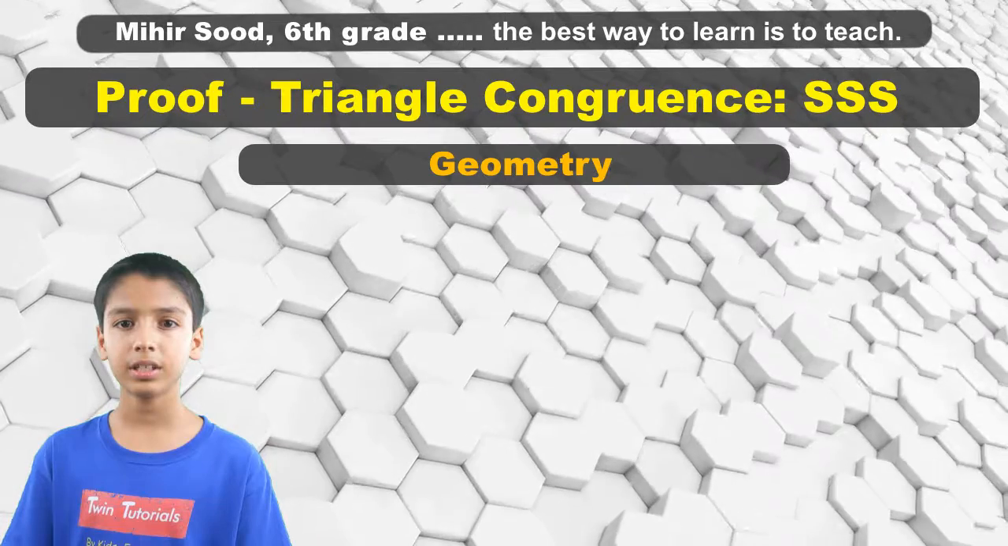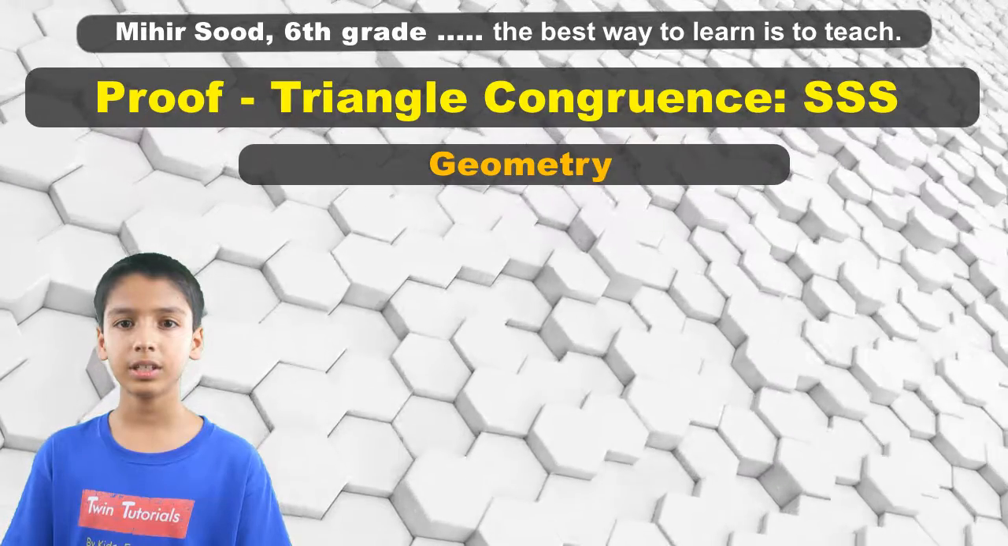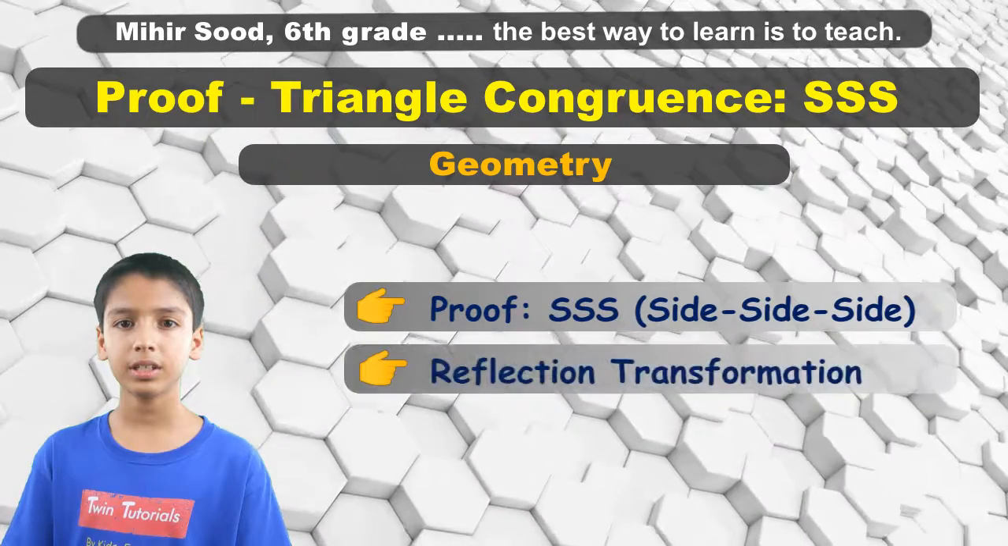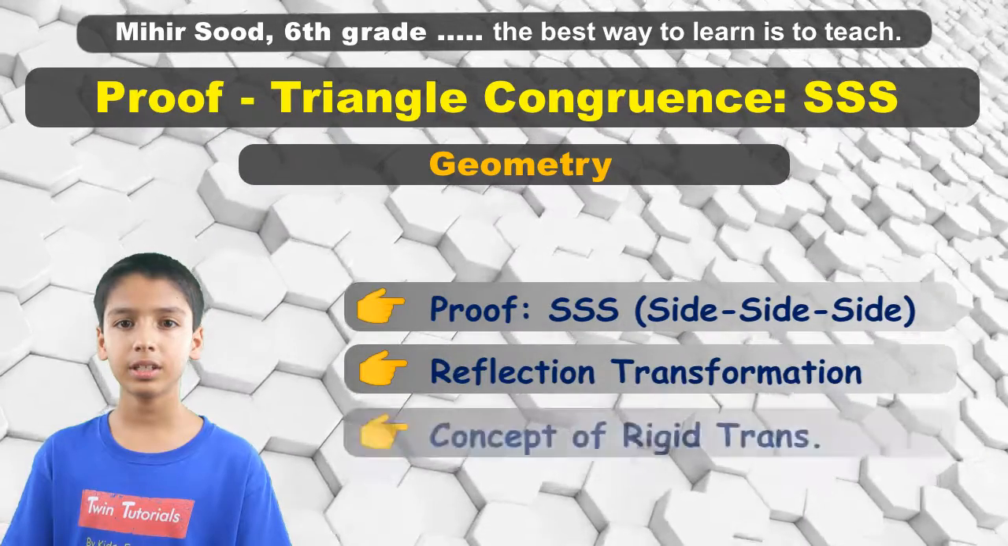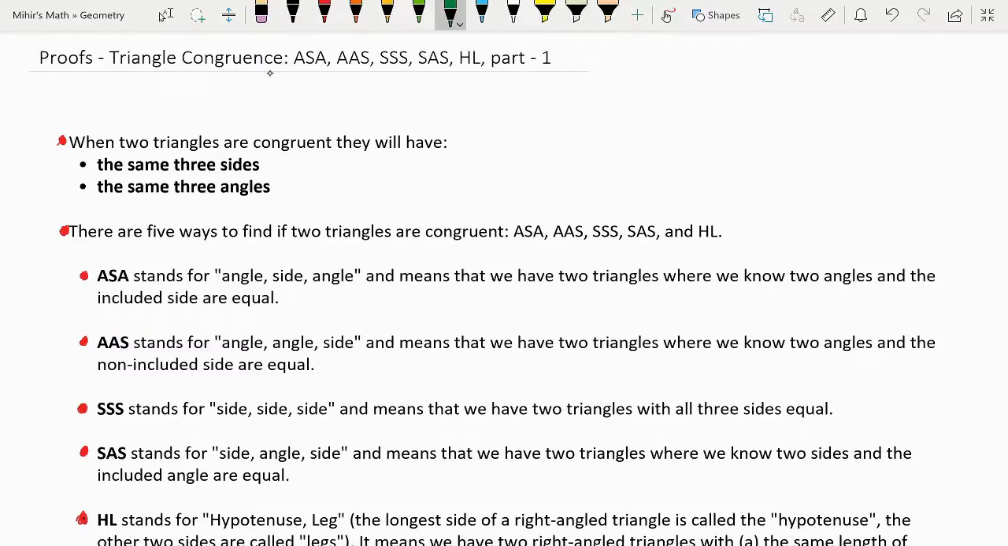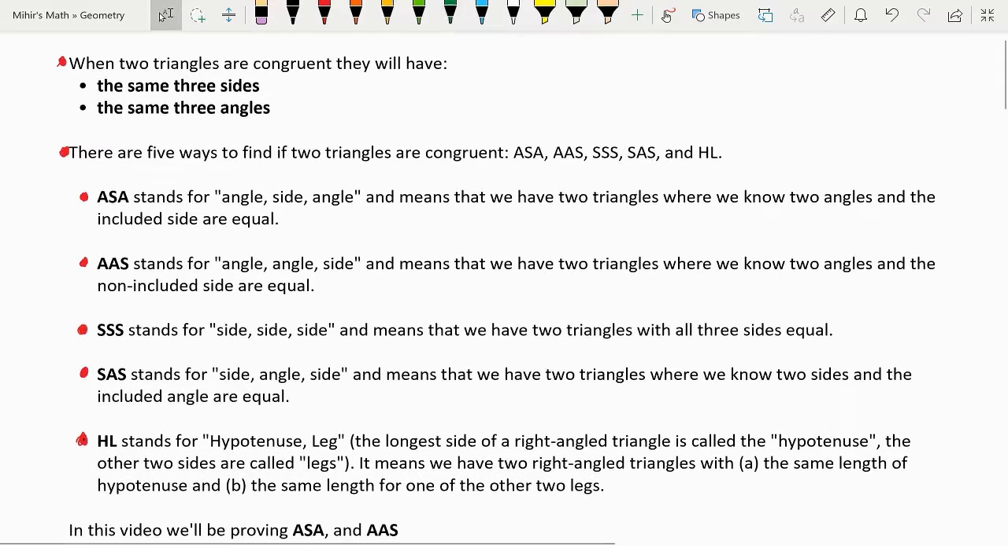Hello everybody, in this video we're going to be covering triangle congruence proof, SSS, the reflection transformation, and the concept of rigid transformation. So let's get started. So in this video we're going to be doing triangle congruence proof, SSS. So SSS stands for side, side, side, and that means we have two triangles with all three sides being equal, and we need to prove that they are congruent.